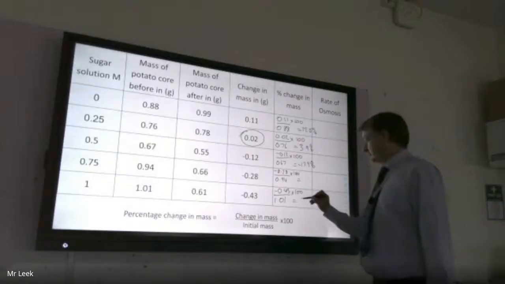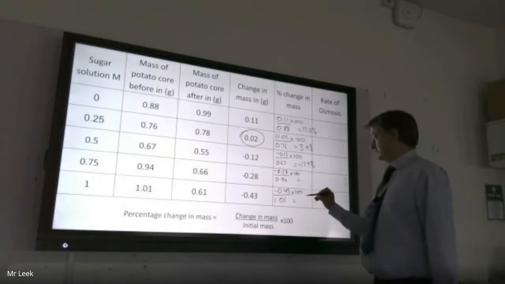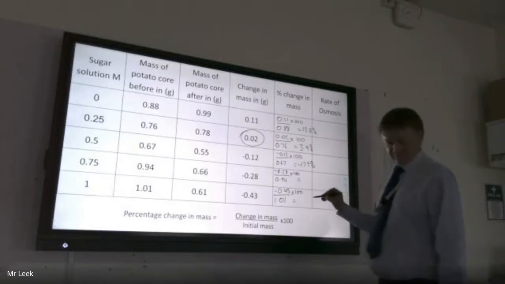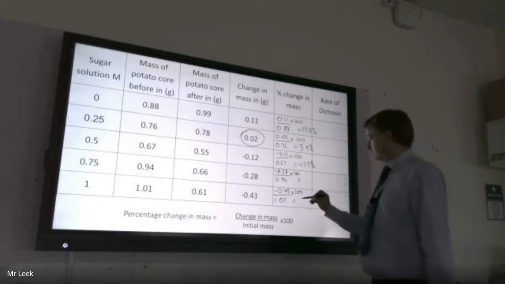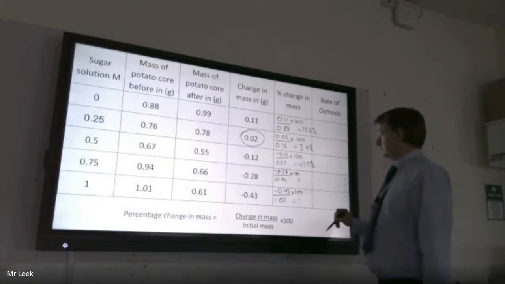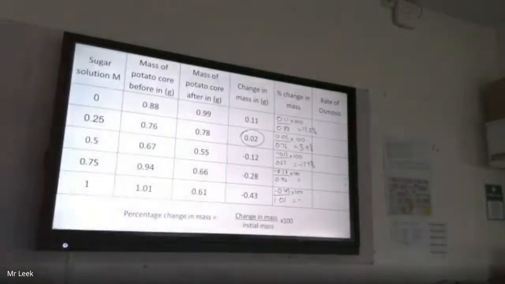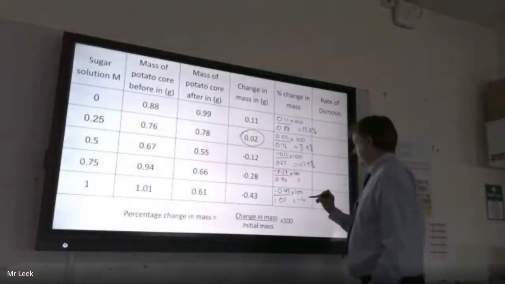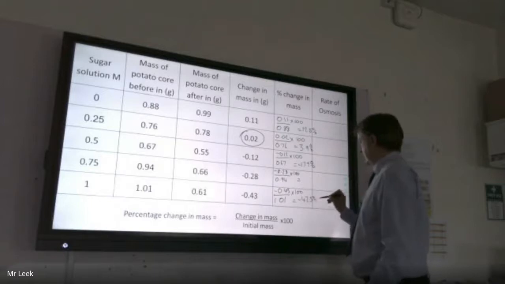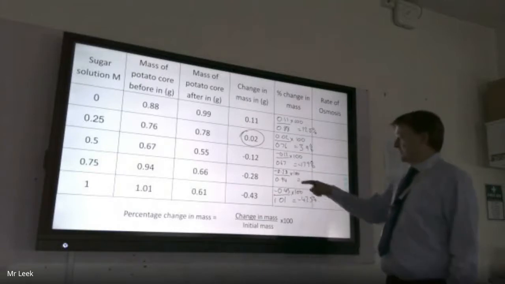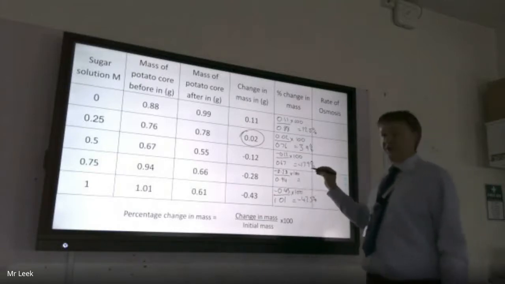That's minus 42.5. Okay, percent. Okay, and then Nimra, have you got the answer to this one here? Minus 0.28 divided by 0.94 times 100.